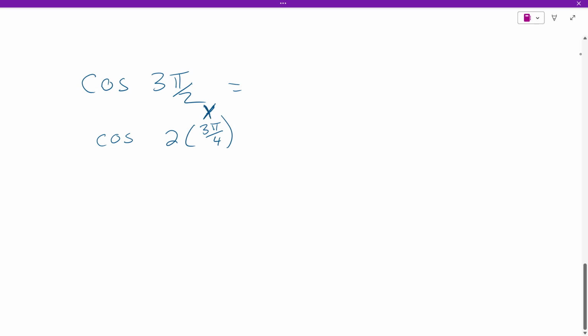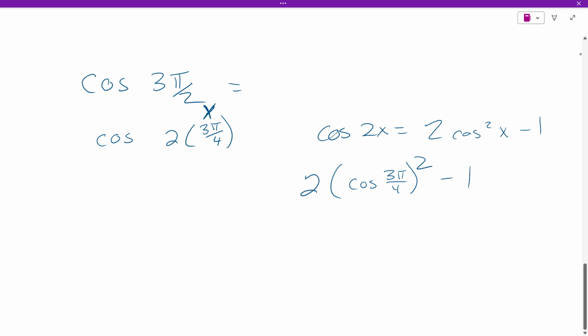Okay? So the cosine of 2x, we know, is 3 different things. So let's do 2 cosine squared of x minus 1 this time, just to do it. So it's going to be 2 times the cosine of 3 pi over 4 squared minus 1. What's cosine of 3 pi over 4? Looking at your unit circle, 3 pi over 4 is negative square root 2 over 2. And we're squaring that and subtracting 1 from it.